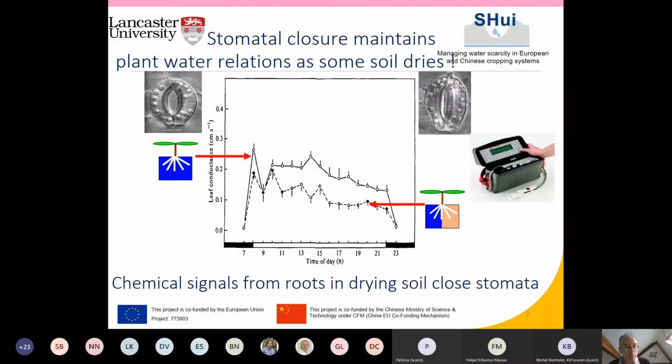The key leap here was the hypothesis that the roots in the drying soil were producing chemical signals that were moving from the roots to the shoots to actually affect the stomatal closure that occurred.